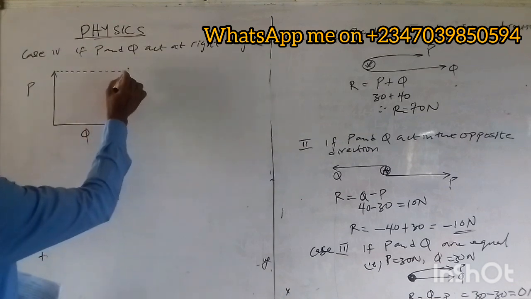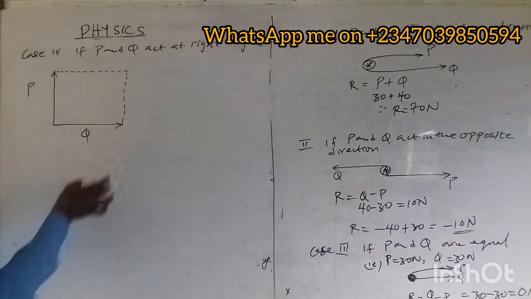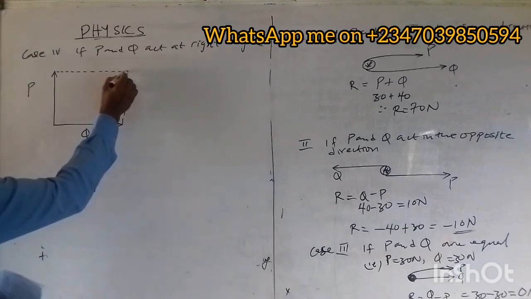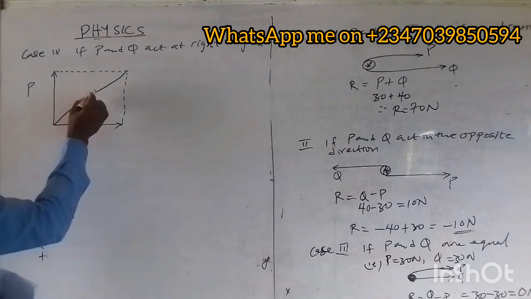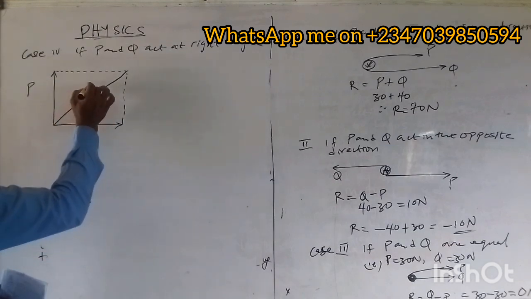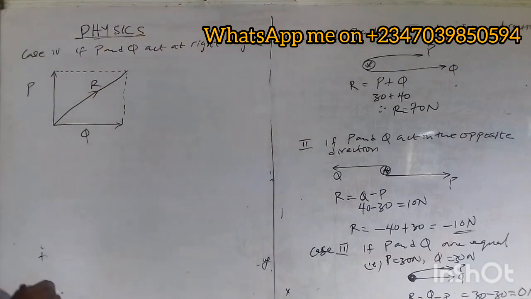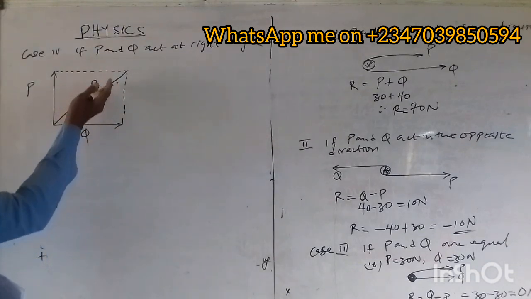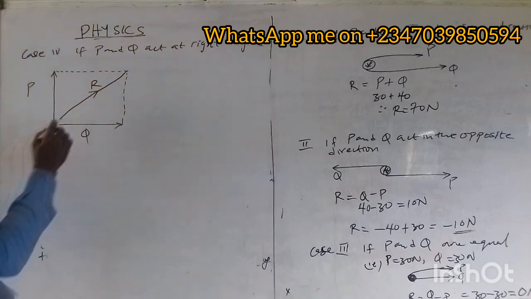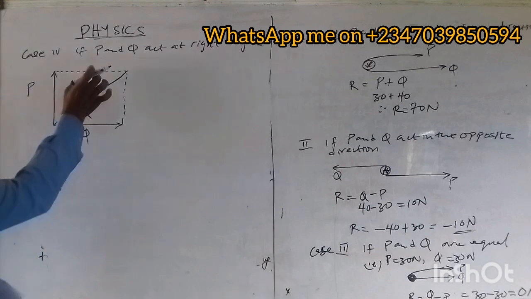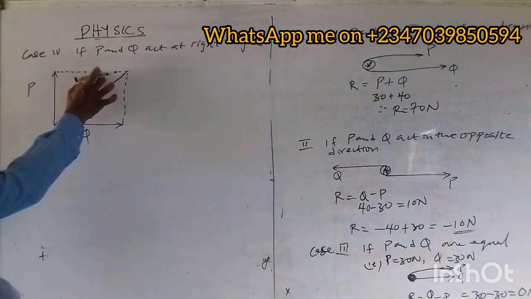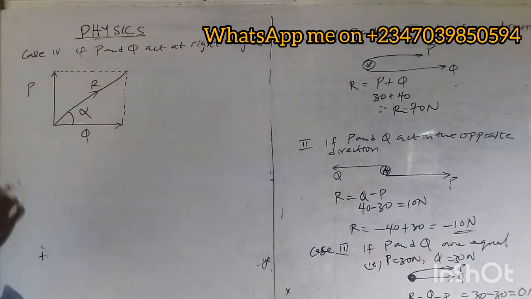the resultant can be gotten by completing the parallelogram. You put a diagonal here. This diagonal gives us the value of our R. Now, already, because this diagonal is here, an angle is formed here already. So we are going to look at these two things. The first one is the resultant, and the second one is this angle.